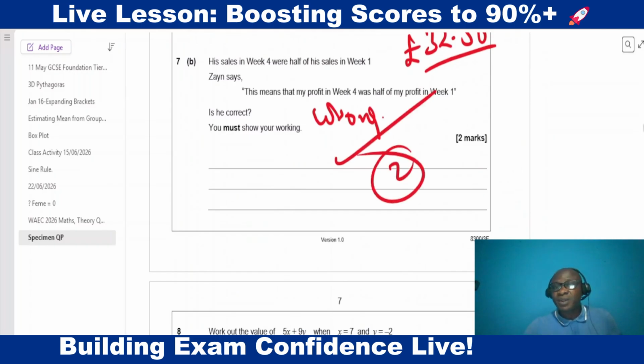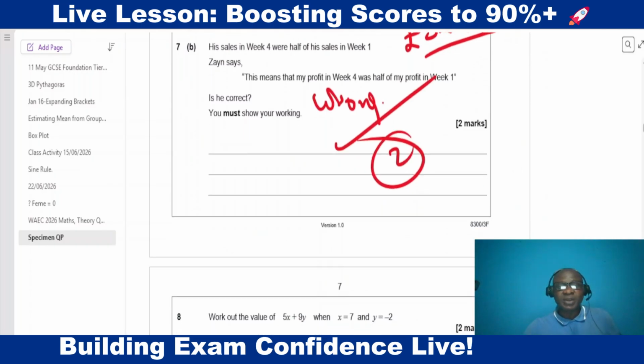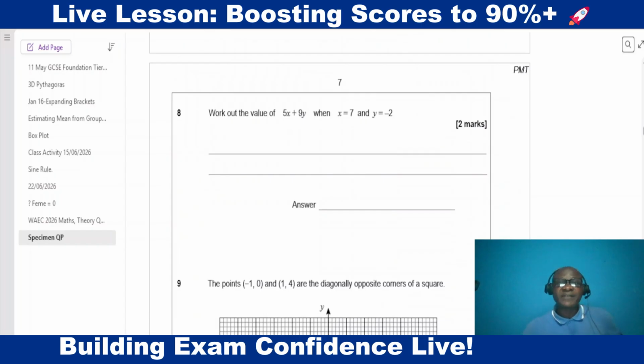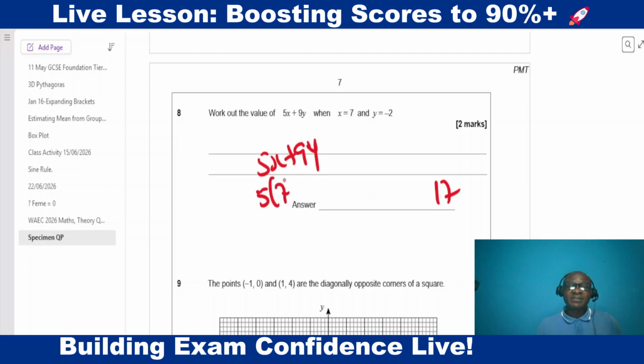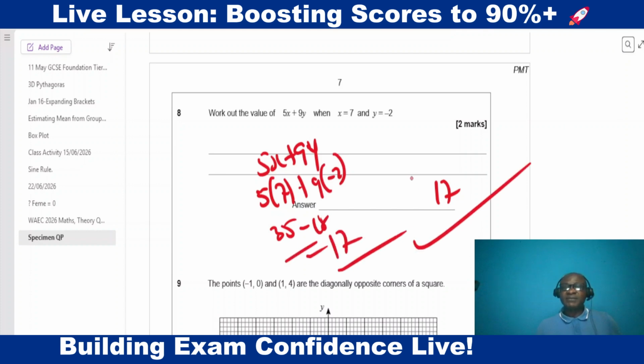Okay. Then we move to question number 8. What is the value? 17. Let's find out 5x plus 9y. When x is 7, we have 5 times 7 and then plus 9 times negative 2. So that is 35 subtract 18 equals 17. Give it 2 marks. It's correct.